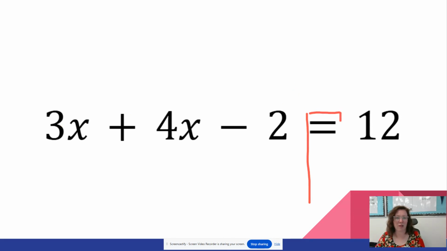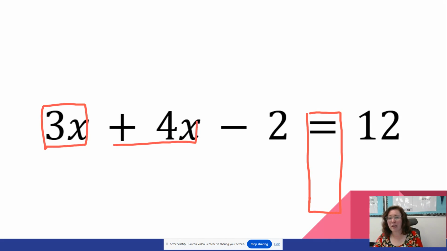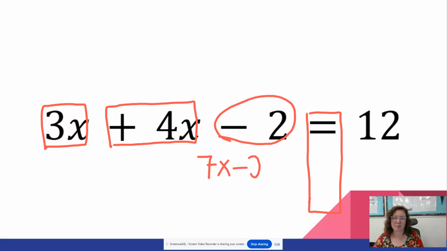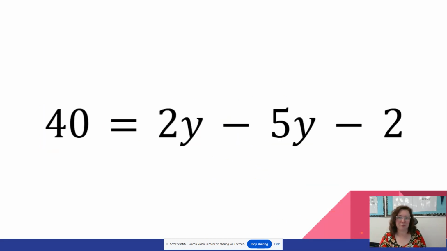I'll draw that wall that I like to draw. Okay, we're not worrying about the 12. But over here, we have 3x and a plus 4x. So altogether, that is 7x and then a minus 2 equals 12. Now it's just a 2-step equation. Subtract 2 on both sides and then divide by 7 on both sides.